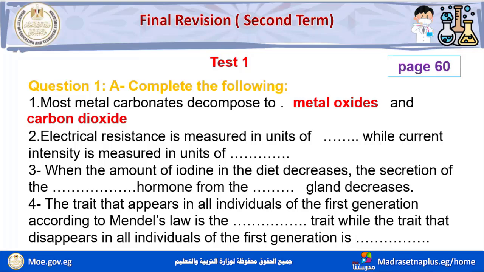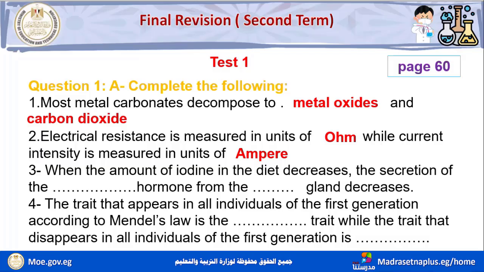Number 2, electrical resistance is measured in units of ohm, equivalent to volt per ampere, while current intensity is measured in units of ampere. Ampere is equivalent to coulomb per second. Okay.